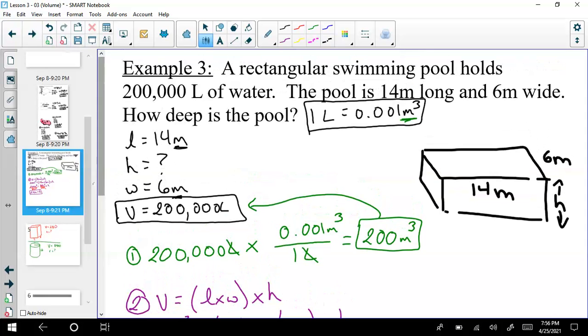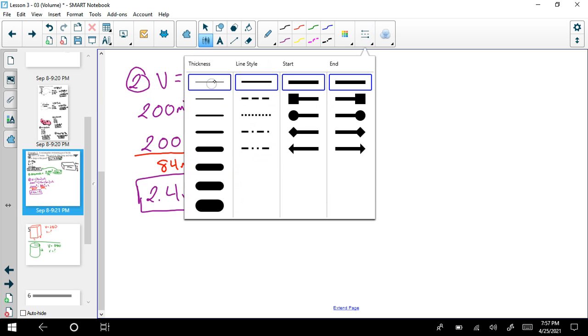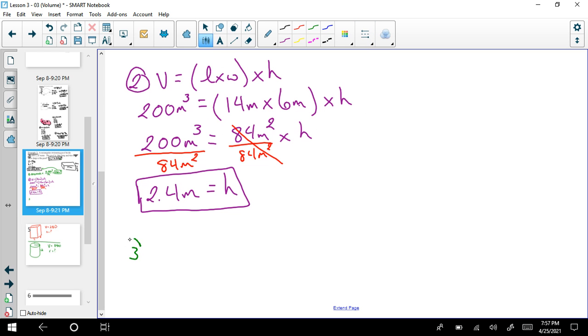And the question, because it's a word question, I now have to finish off with a therefore statement. The pool is 14 meters long and 6 meters wide. How deep is the pool? So I'll just do a number 3. Therefore, the pool is 2.4 meters deep.